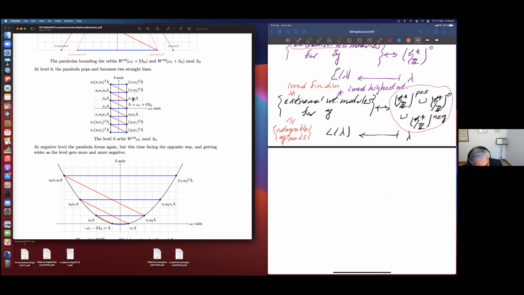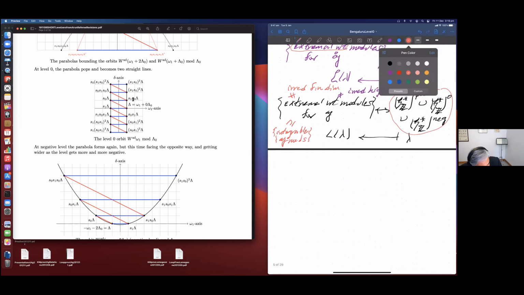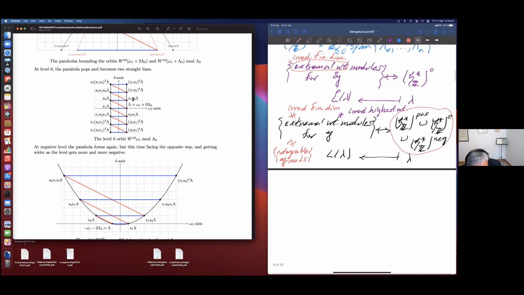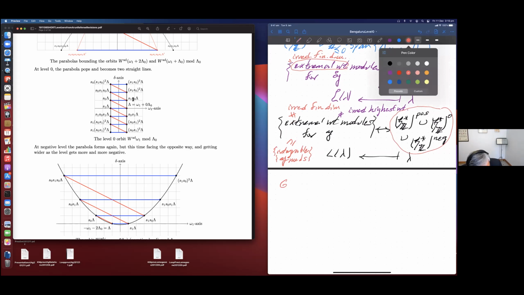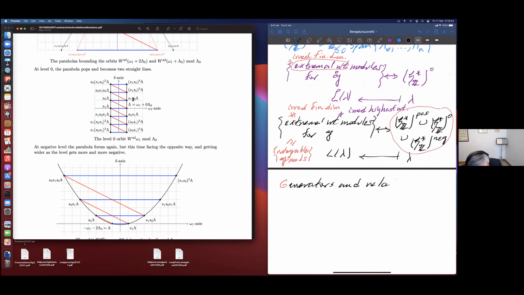All right. So now let me tell you what the quantum group is. So the quantum group, generators and relations for the affine quantum group.